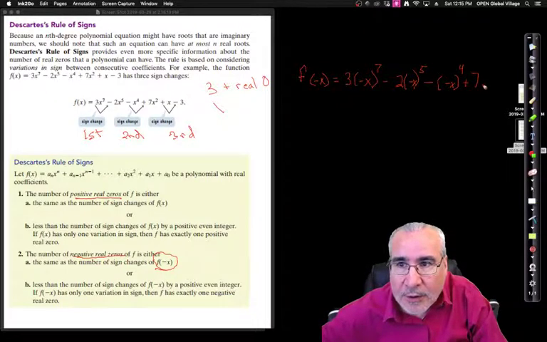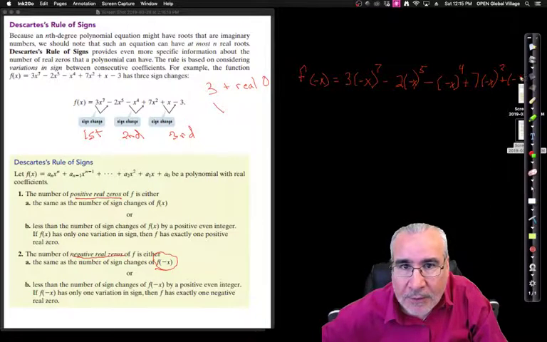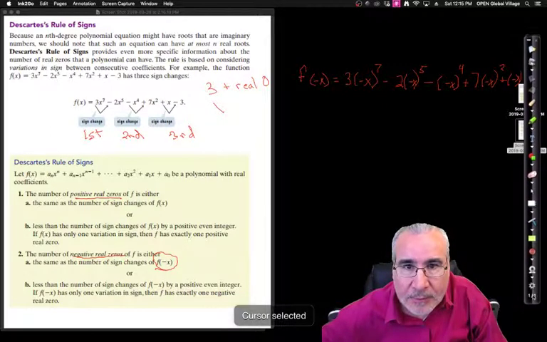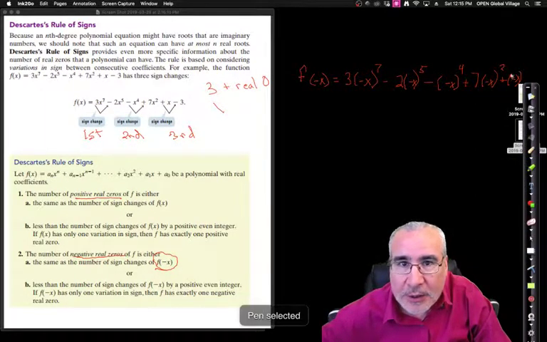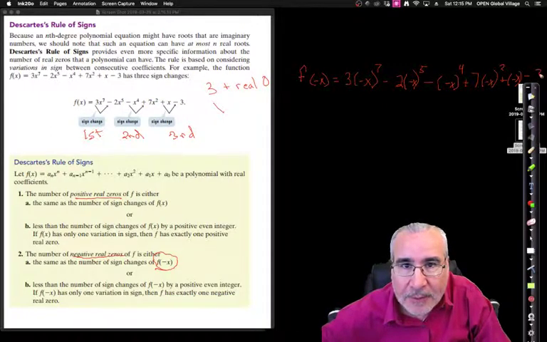Plus 7 times negative x squared, plus negative x to the first power, and finally, just enough room to put minus 3.